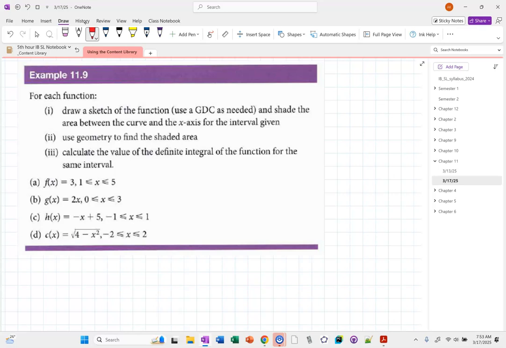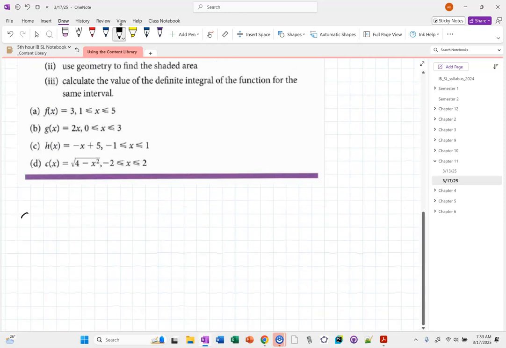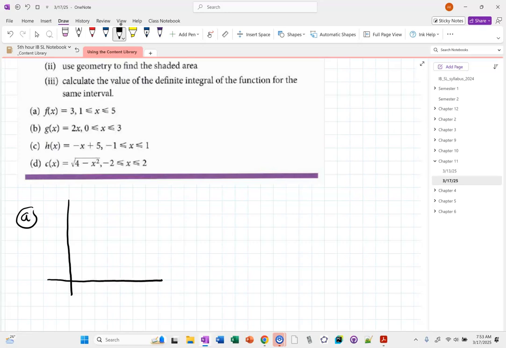Then we're going to use geometry to find the area of that shaded region, and then we'll calculate the value of the definite integral for that same interval. Okay, so we'll start with the first one. This is really easy. I don't need a calculator to help me graph. f of x is equal to 3.